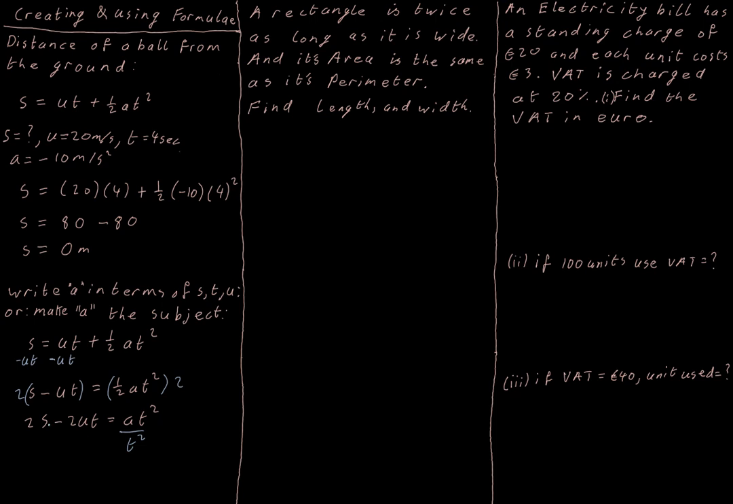T squared divided by T squared is 1, so I'm left with 1A on the right-hand side. So when I've done that, I have 2S minus 2UT all over T squared is equal to A. So I now have A in terms of everything else, or I have A made the subject of the equation, or the subject of the formula.